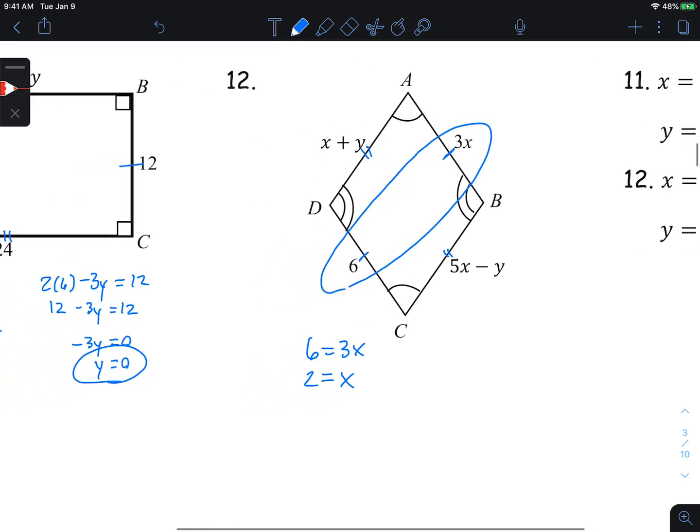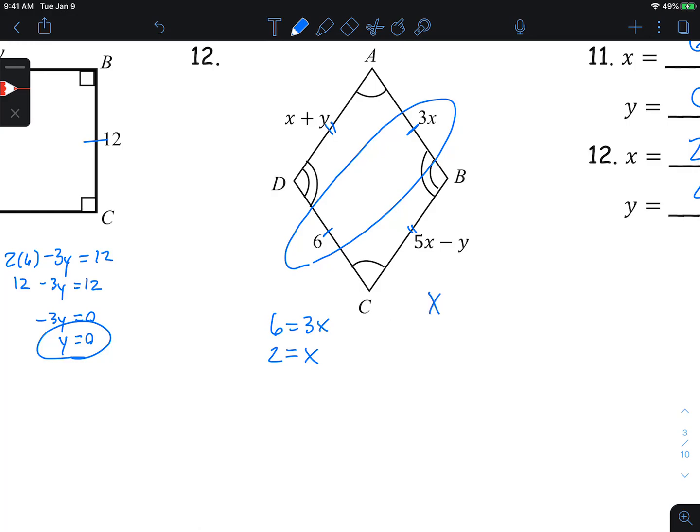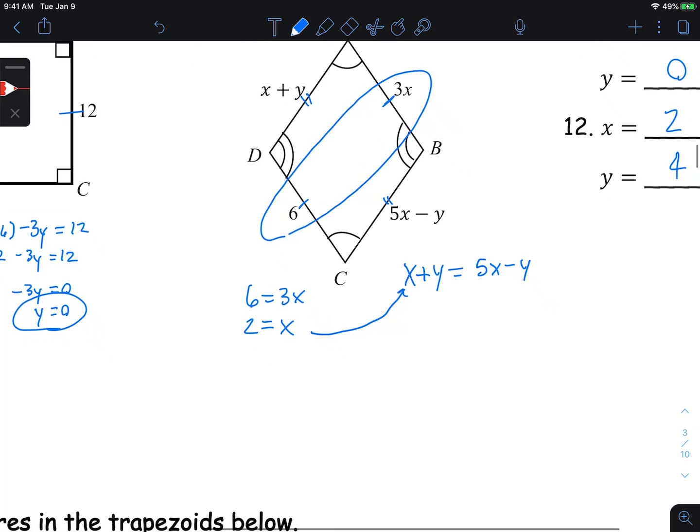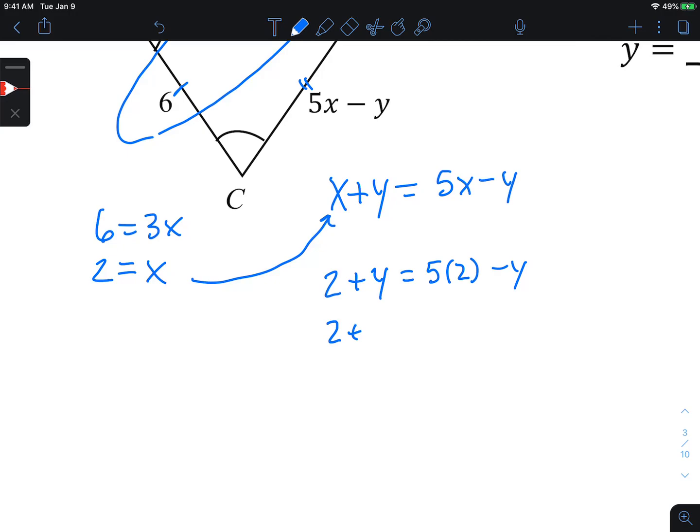So really, it's kind of like you've already done the elimination stuff. We already figured out that x is 2. And then now we can go plug it into this other equation right here. x plus y equals 5x minus y. And we can plug in the 2. Go ahead and plug the 2 into both spots. That's 2 plus y equals 10 minus y.